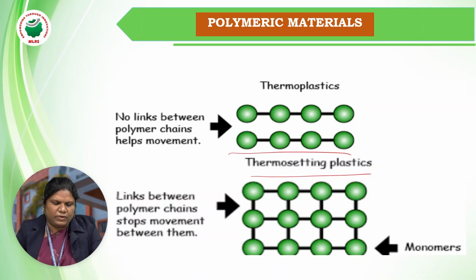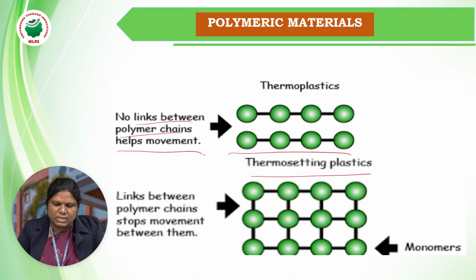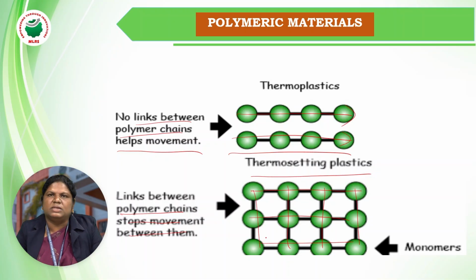Okay, this is the main difference. Why this difference between thermoplastics and thermosettings? In thermoplastics, no links between the polymer chains helps them to move. See here, this is the linear chain in the thermoplastics. We can observe, in thermosettings, links between the polymer chains stop movement between them. See here, this is the linear chain, and we have the links between these polymers also.